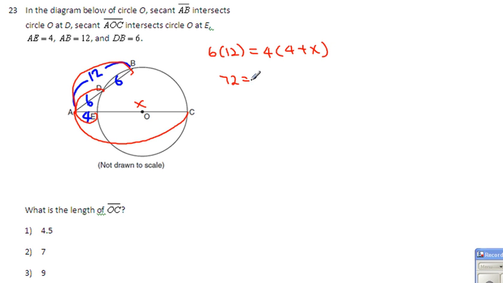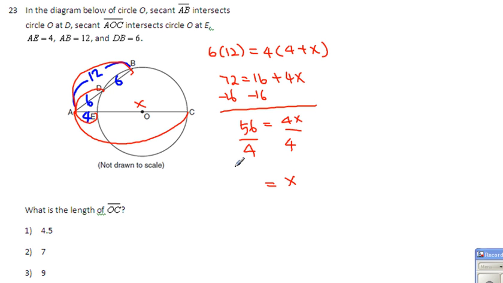Here we have 72 is equal to 16 plus 4x. Now, by subtracting 16, we are left with 4x on the right side. On the left side, we will have 56. And as we divide by 4 on each side, we'll realize that x is equal to 14. But 14 is the whole diameter. We are looking for OC, which is the radius, and half of that becomes our answer.